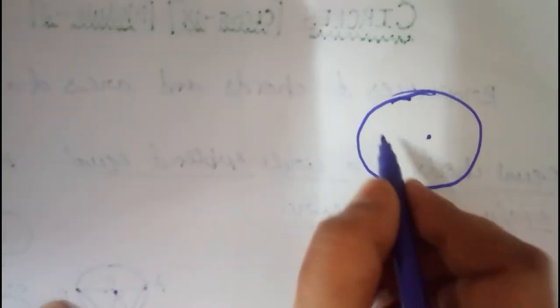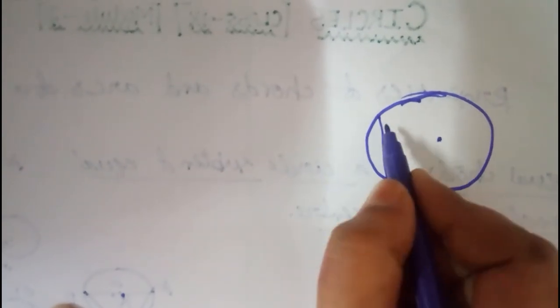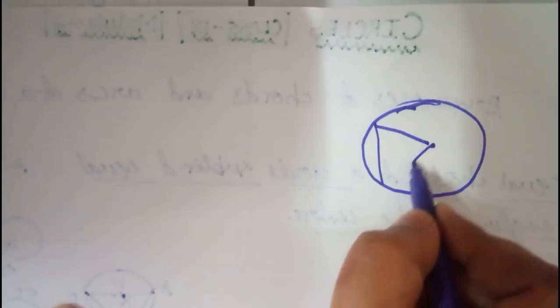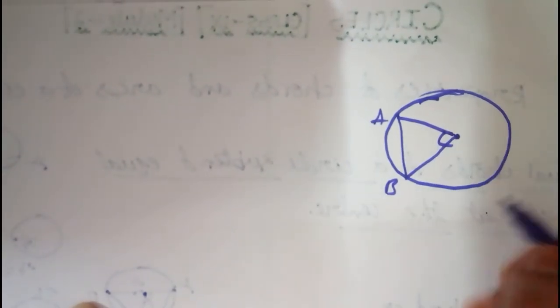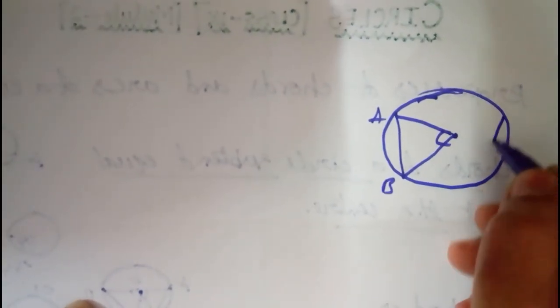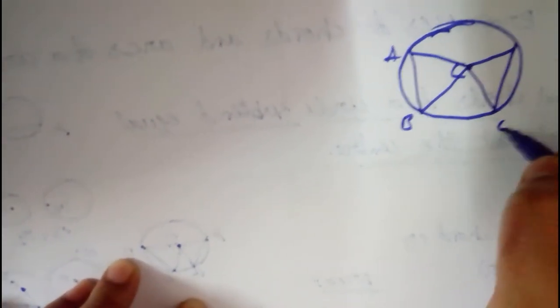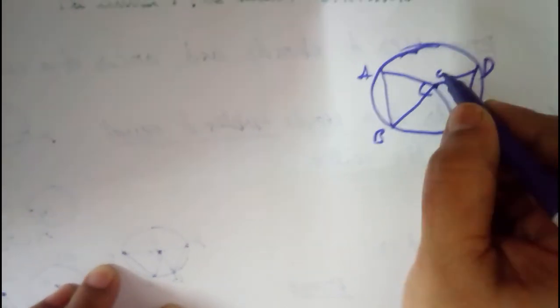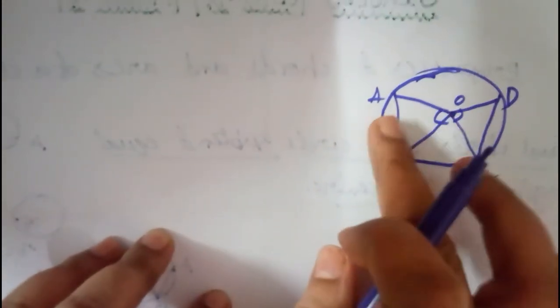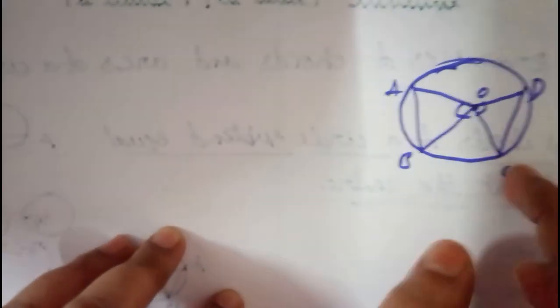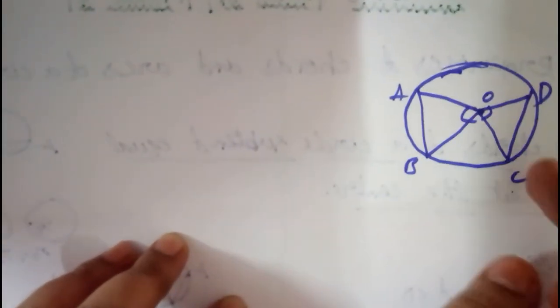This is a circle, the center O. The angle subtended by chords at the center. AB is a chord, O is the center of circle. Now CD is another chord. O is the center. Here what is given? The angles subtended by the chords, that is angle AOB and angle COD, are equal, given. You have to prove that these two chords are equal.